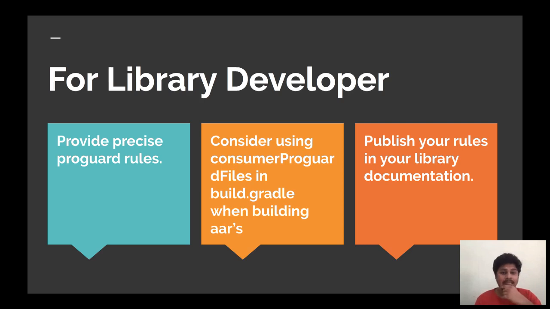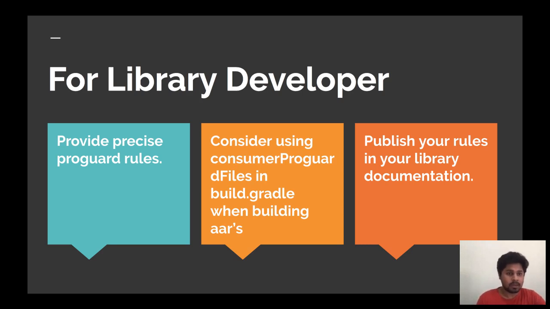And lastly, publish your rules in your library documentation, which will prevent users from going on the internet and searching for rules. It is better to publish all your rules in your library documentation, and it is even better to provide a consumer ProGuard file so that the client side doesn't have to add any ProGuard rule of any specific library.